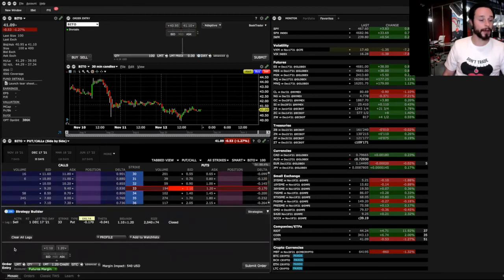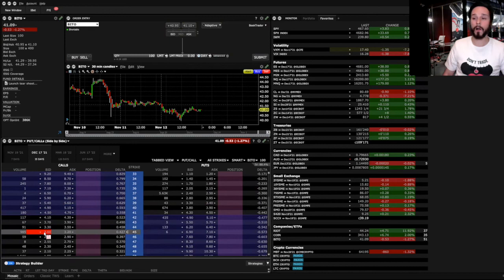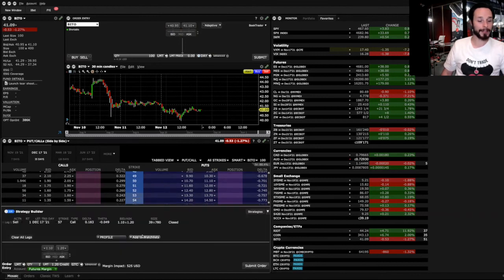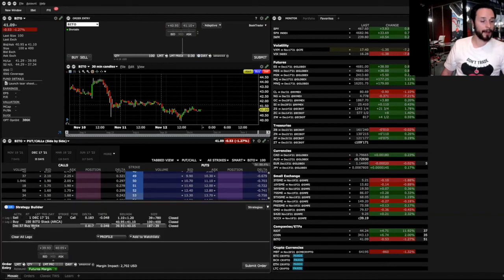Now, the other thing I could have done instead of selling a put is sell a call against shares that I own, which is called selling a covered call. So if I wanted to collect something similar on the call side, maybe $1.10, I would sell the 18 delta call at the 57 strike. And let's add on the stock here. Click the advanced button, add stock leg. And there I have buy 100 shares of BITO and sell one 57 call.